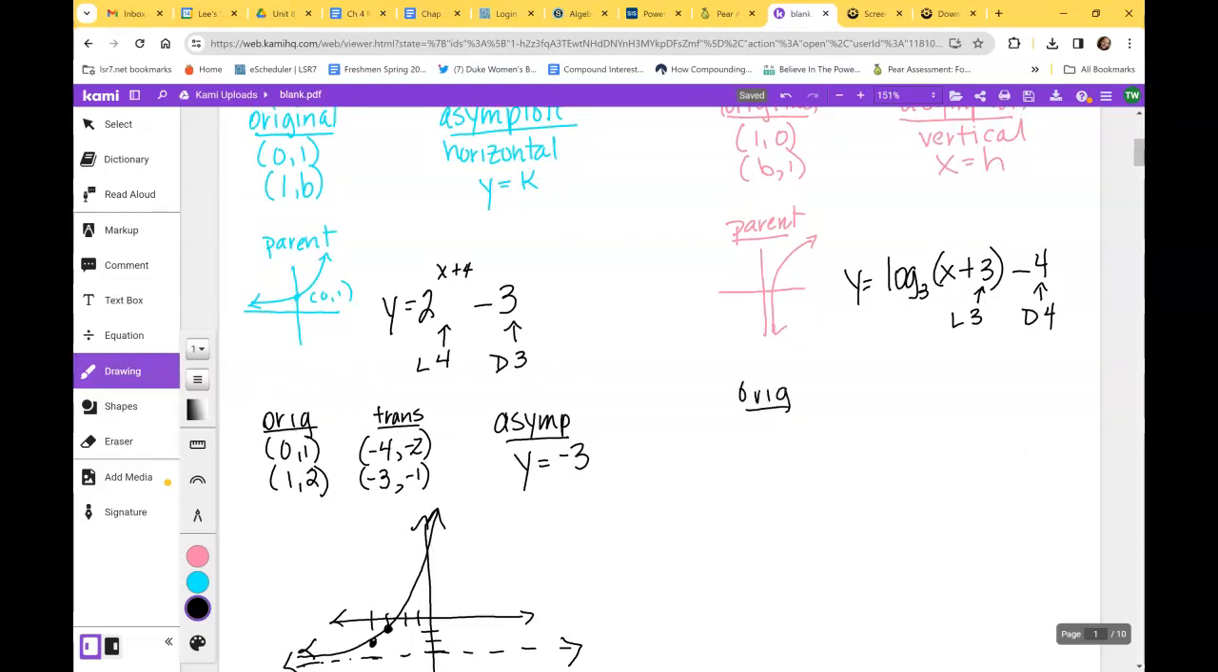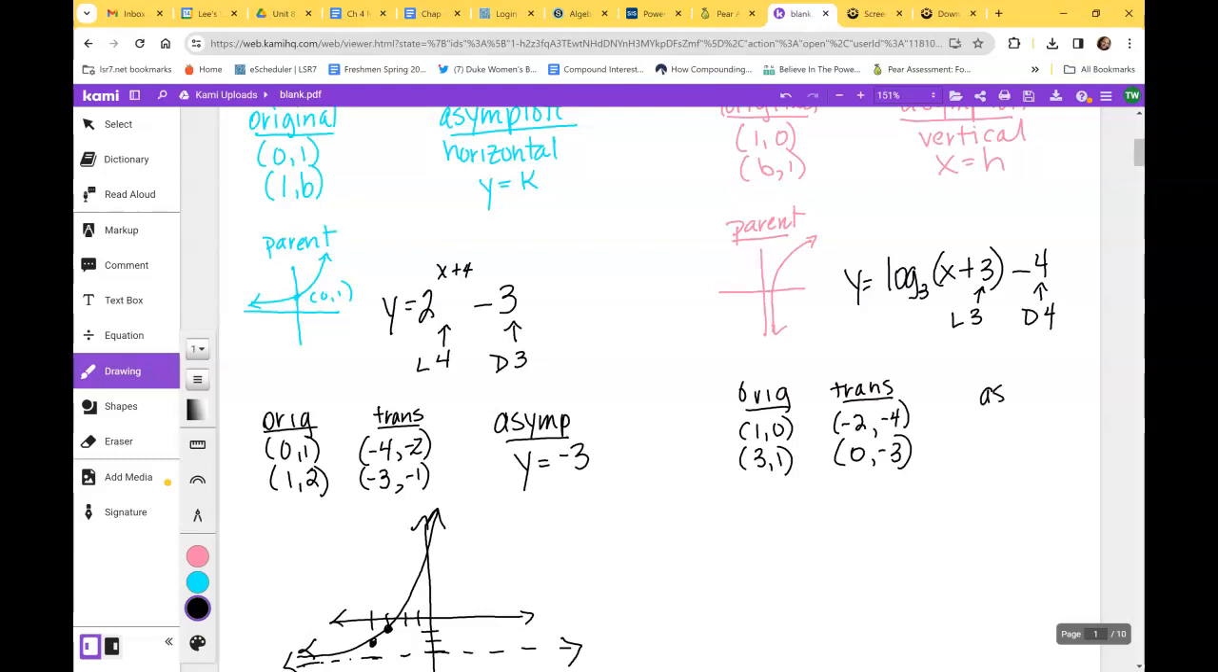My original points would be (1, 0) and (3, 1), because my base is 3. My translated points are going to be, again, I'm subtracting 3 from 1, so that's negative 2. Subtract 3 from 3, that's 0. And 0 minus 4 is negative 4 for my y's, because that's my k. And 1 minus 4 is negative 3.